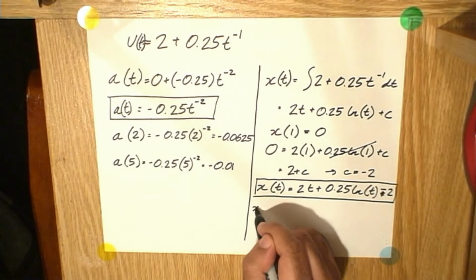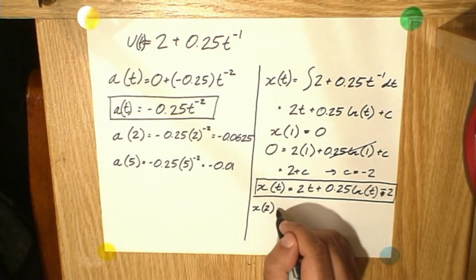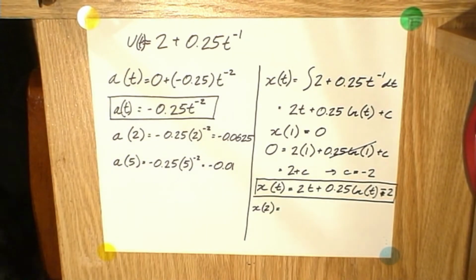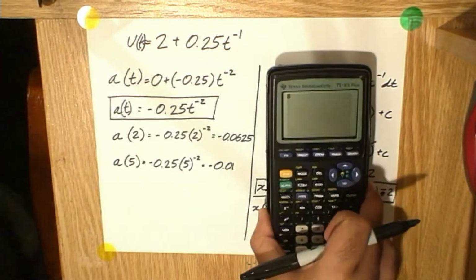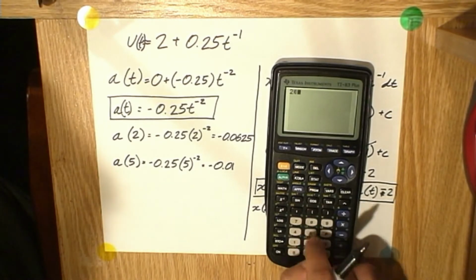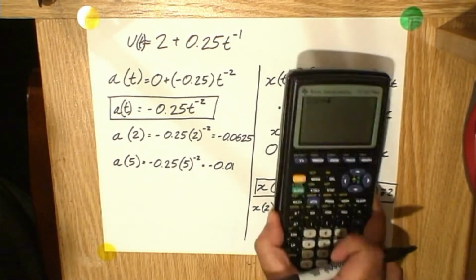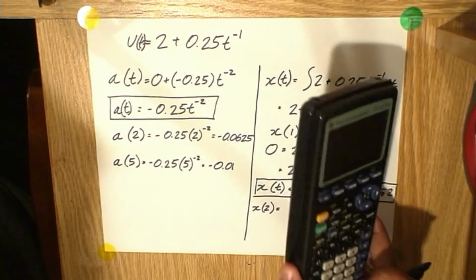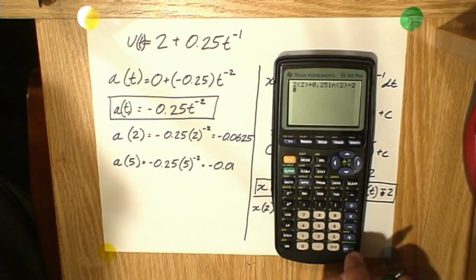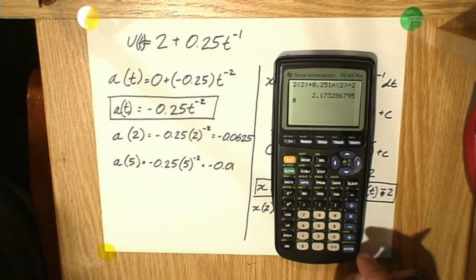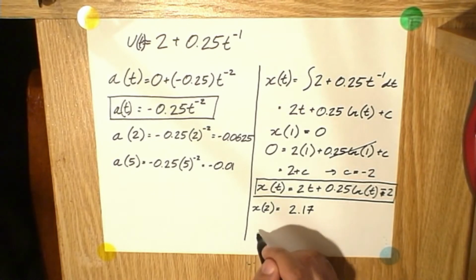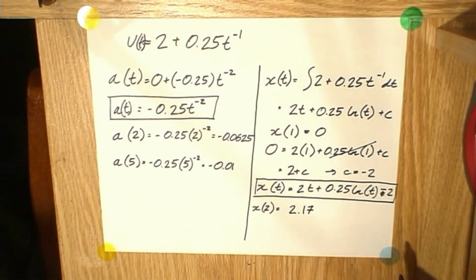Now, let's solve this out at 2 different times. At a time of 2, I would need to use my calculator for this because I can't calculate ln's in my head. But let's see. At a time of 2, 2 times 2 plus 0.25 ln of 2 minus 2 gives us 2.17. So the position here would be 2.17. And that would be in meters, and we could consider that to be an i hat as well.